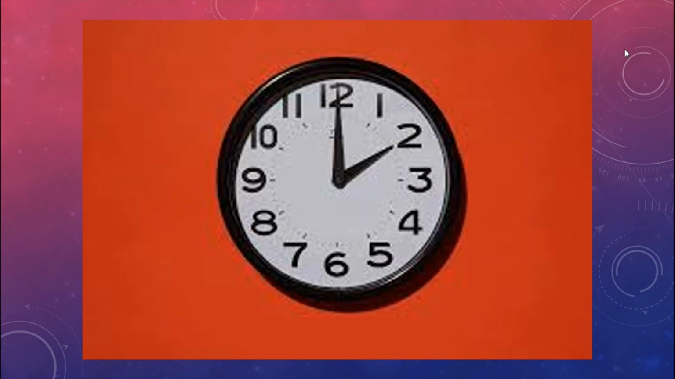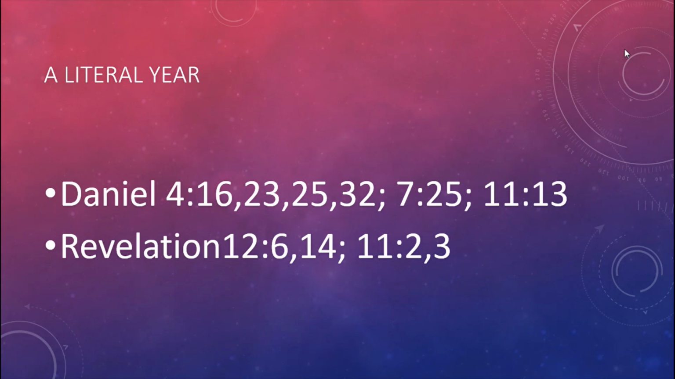Okay, here's an interesting one that we met previously, but we didn't get to explain. The clock represents time. Okay? And you remember the other example that said time and times and the dividing of time. Time represents a literal year, and we can look at it in these Bible texts.